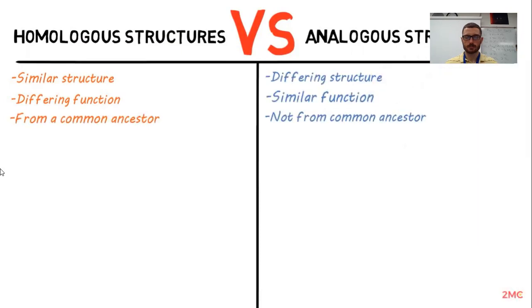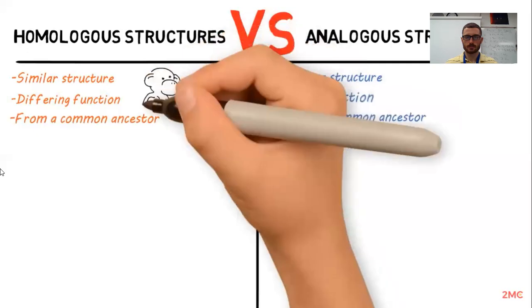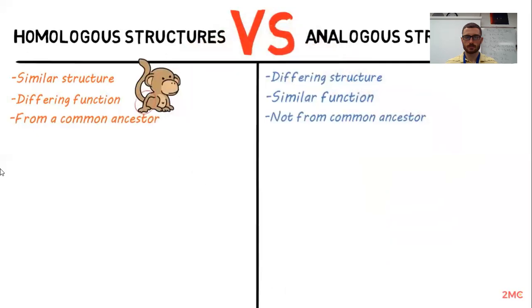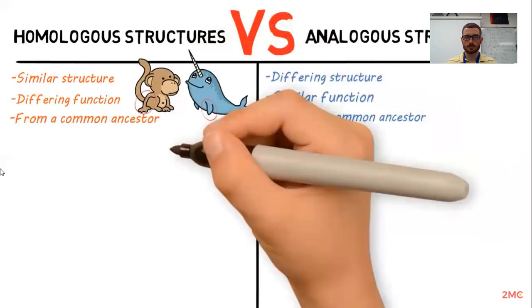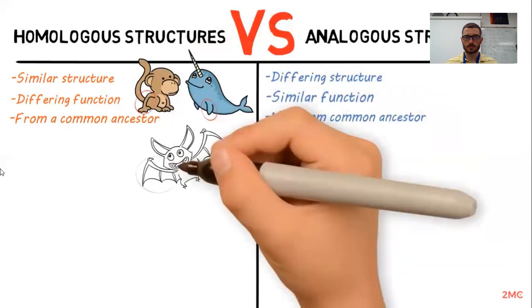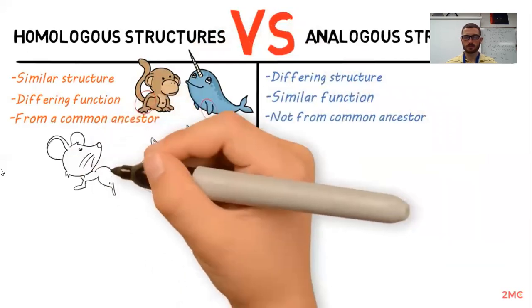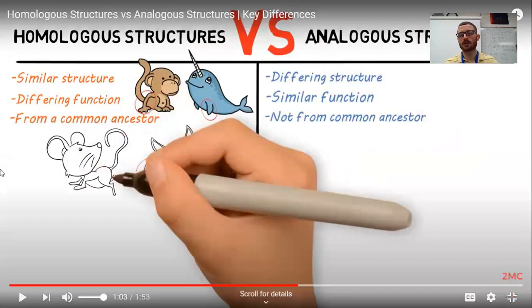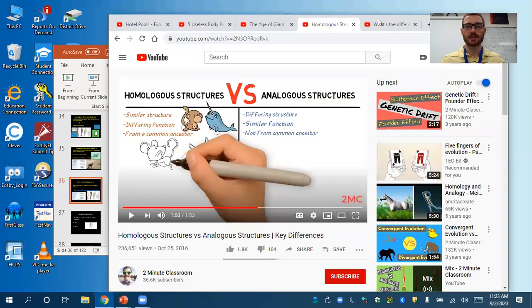So let's look at some examples of homologous structures. The arm of the monkey and the fin of a narwhal would be homologous structures because they are a similar structure but have a differing function. Again, the wing of a bat and the leg of a mouse would be. So you guys get the idea. He'll break it down further. Again, you need to watch all of that on your own. Analogous: same function, different ancestor. Homologous: same ancestor, but different functions. You guys understand the idea.